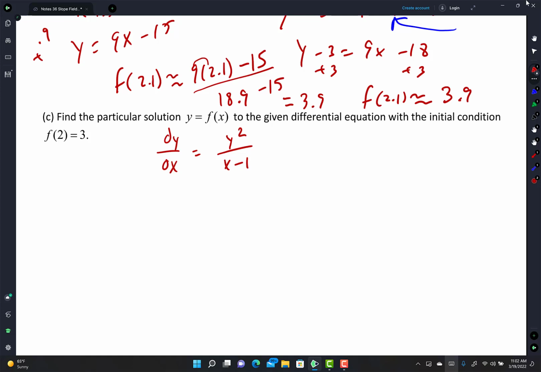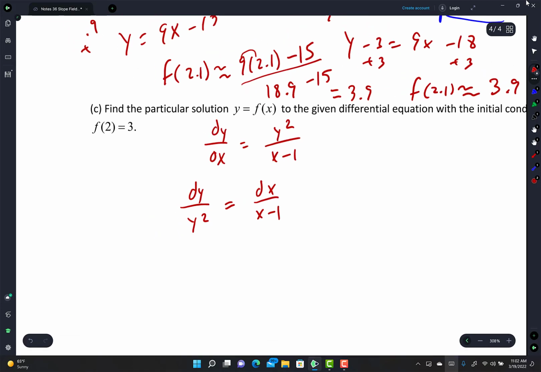Not cross multiply, but group the different. Group the x's with the x's, group the y's with the y's, separate. Keep the x minus 1 together. So here we go. Divide by y squared and then times dx. So I'm going to have this: dy over y squared equals dx over x minus 1. I'm going to rewrite it nicer. Oh, you know what? Am I going to have enough room? I think I should have enough room. 1 over y squared dy equals 1 over x minus 1 dx.